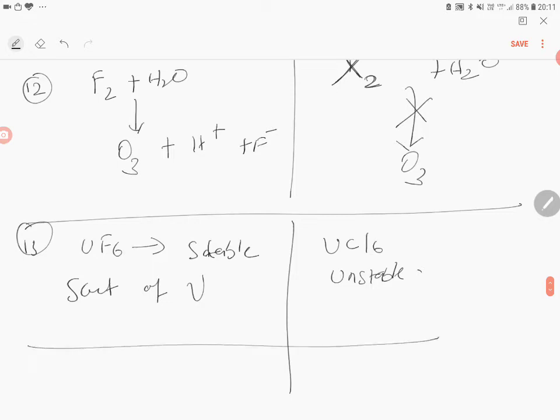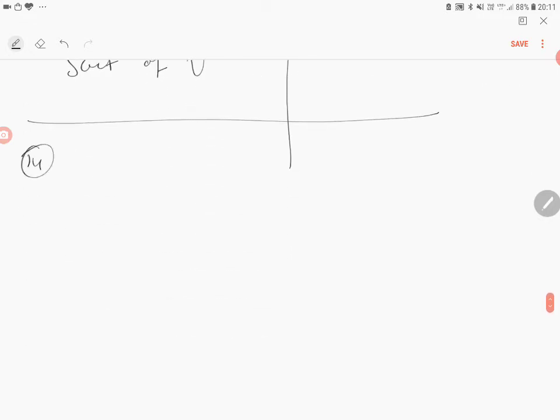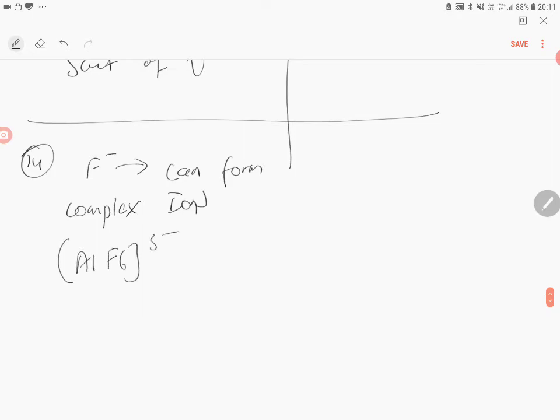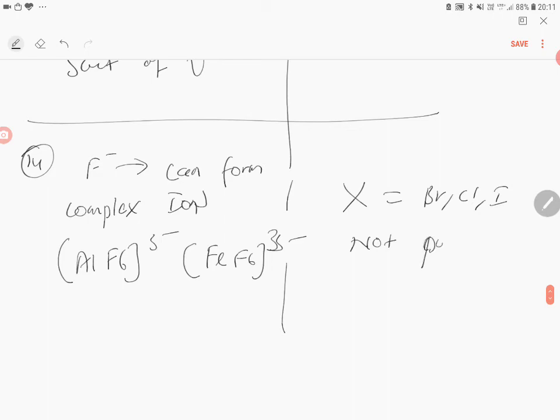Then the next important 14th point is, fluoride ion has a greater tendency to form complex ions. For example, there are ions like AlF6 3 minus and FeF6 3 minus. Similar complex ions are not possible with the other halides.